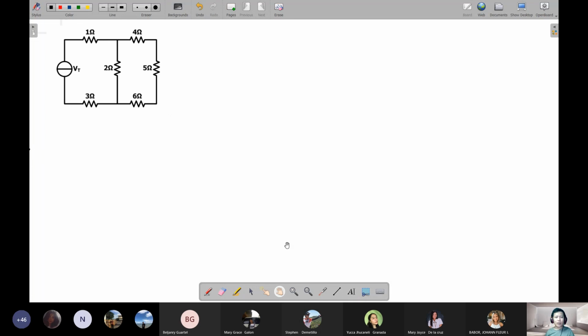Okay, for this one, let's say, for example, I want to solve for the total resistance of this circuit. How to solve? Okay, again, slowly simplify your circuit. Focus first: is there a series, is there a parallel? First question, is there a series? The answer is yes.